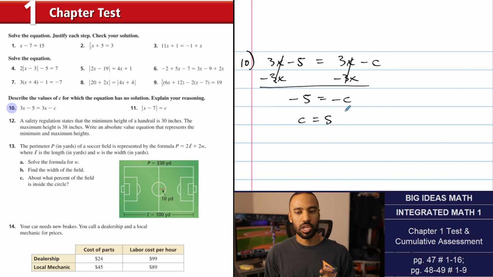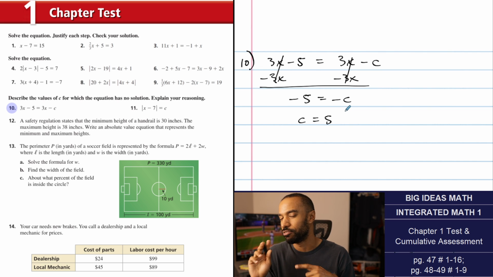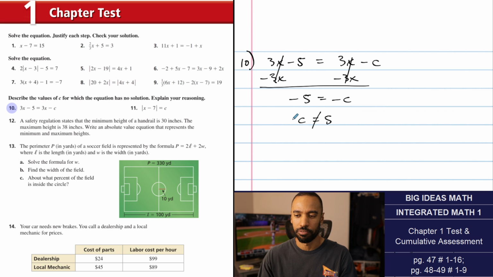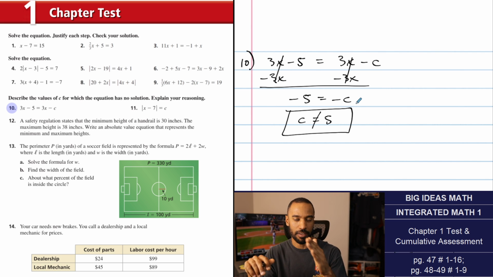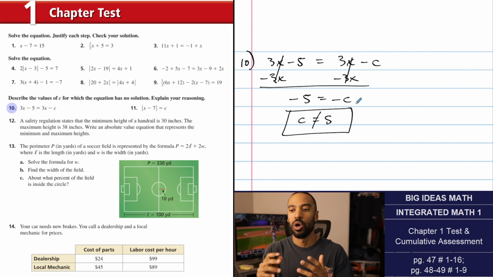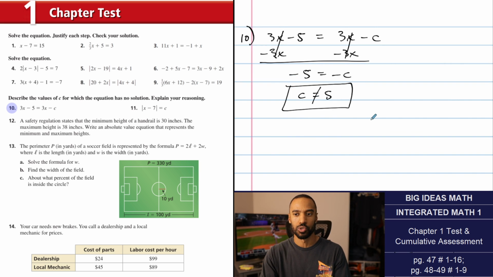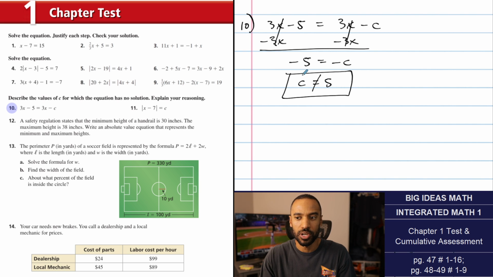But here's the thing. They said we want no solution. So basically, if C was 5, you'd actually have infinitely many solutions. There is no value for C I can get where we have just one solution solving for x. X's cancel regardless. What we want is C not to equal 5. If C is any number other than 5, you'll have no solution. Because then instead of saying -5 equals -5, it'll say -5 equals -6, -5 equals 1, -5 equals 0, which are not true statements. Those are the no solution cases. So what values of C give you no solution? Any C number that is not 5. Any number in the world that is not 5.